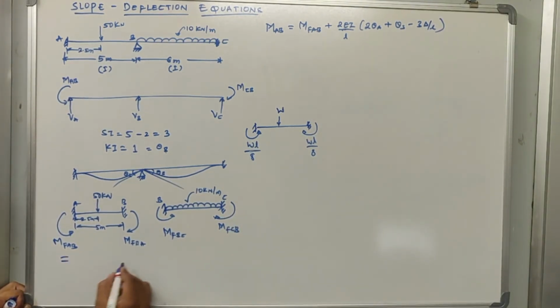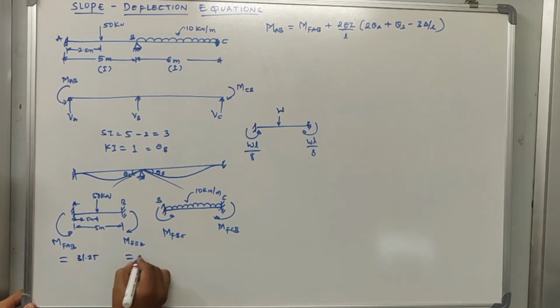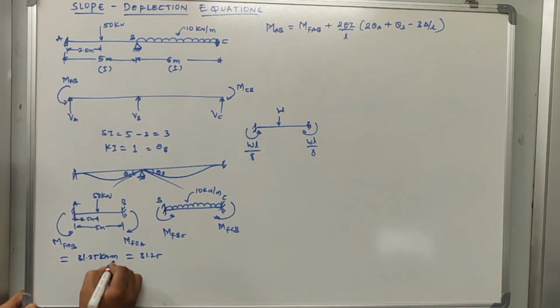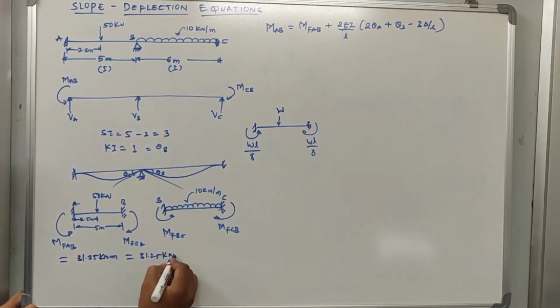Now tell me how much is MFAB and MFBA. Okay, good. So is it 31.25? So 31.25, this is also 31.25. Now what is the unit for moment? The unit for moment is kilonewton meter. It is force into distance. Force is represented by Newton and distance is represented by meter. That's why it is called kilonewton meter, right? I hope you remember this.